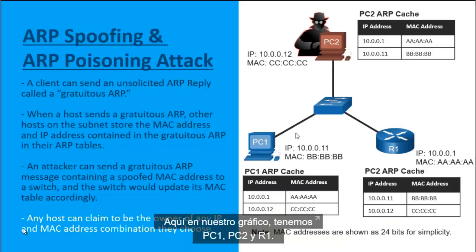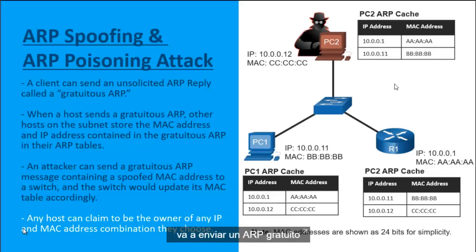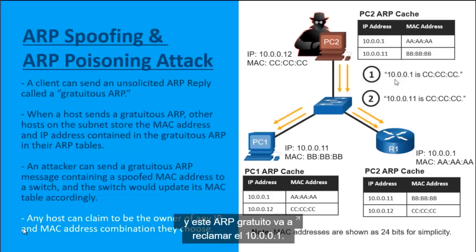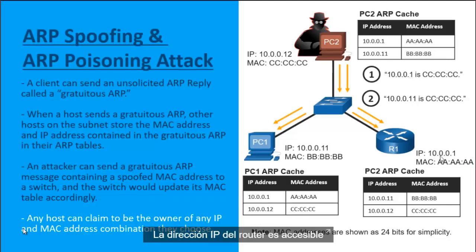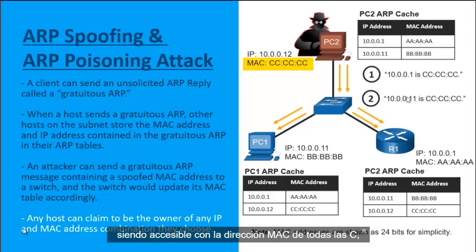Here in our graphic, we've got PC1, PC2, and R1. They all have ARP caches that are up to date and correct. But what's going to happen here is PC2, the threat actor, is going to send out a gratuitous ARP. That gratuitous ARP is going to claim that 10.0.0.1, the IP address of the router, is reachable by using MAC address all Cs, which is the MAC address of the threat actor. Also, the threat actor PC2 sends out a gratuitous ARP claiming that 10.0.0.11, which is the IP address of PC1, is reachable with MAC address all Cs, which is again the attacker.